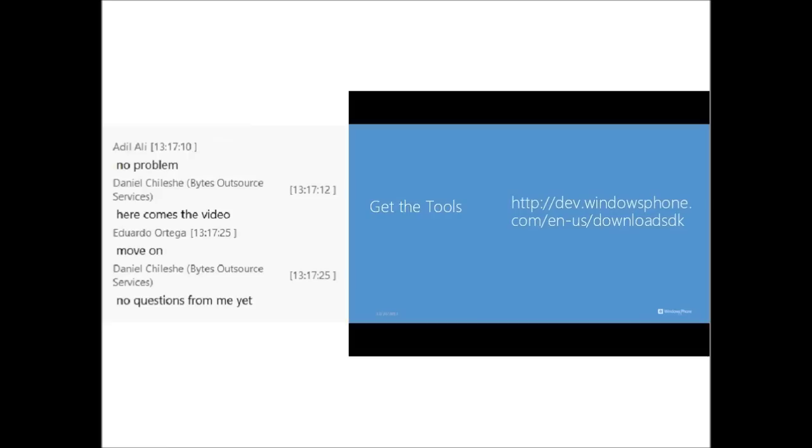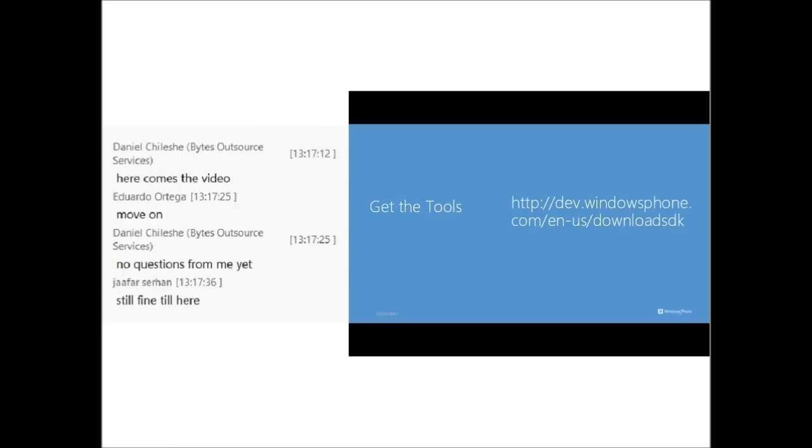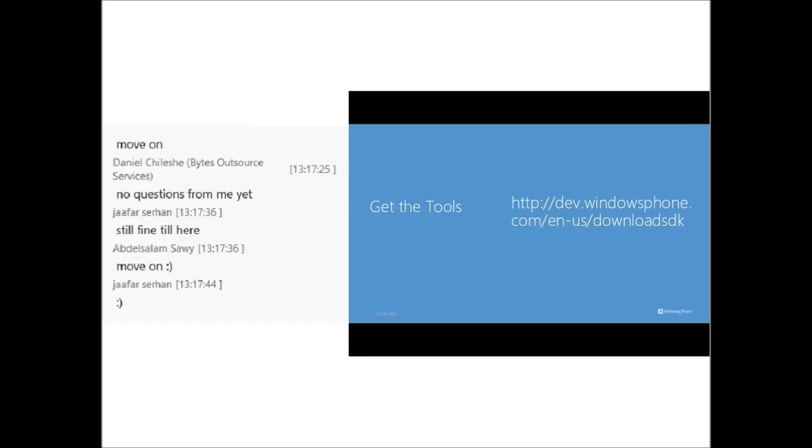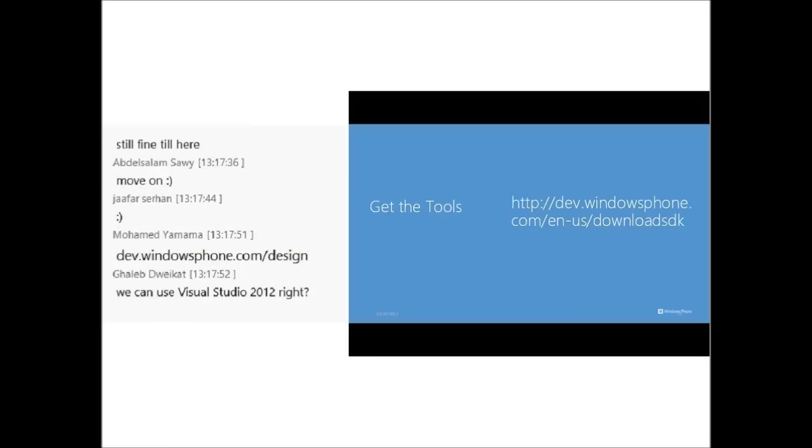I think we can move on. You can find all the tools at dev.windowsphone.com. That's where you download the SDK. You'll find all the tools that Mahmoud is going to talk to us about in a few moments. And you can find on dev.windowsphone.com/design the principles if you want to go and review that as well. Yes, I think Mahmoud is going to cover that in a moment.